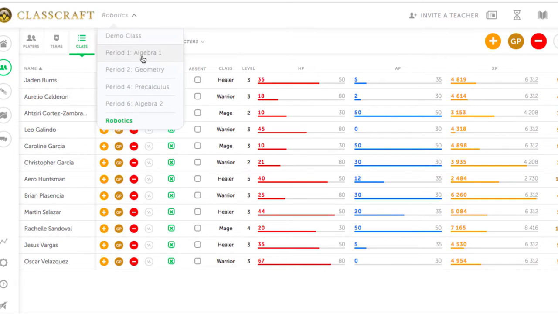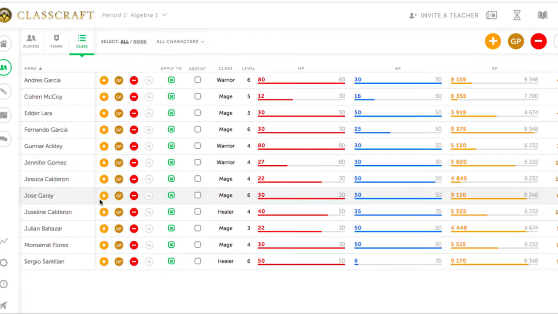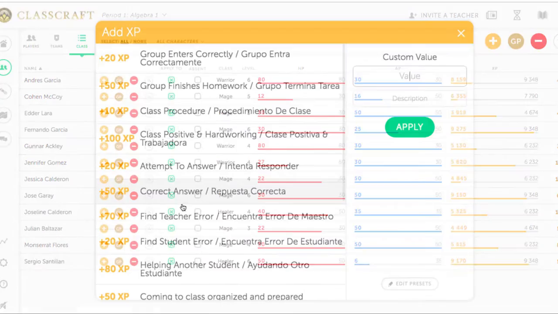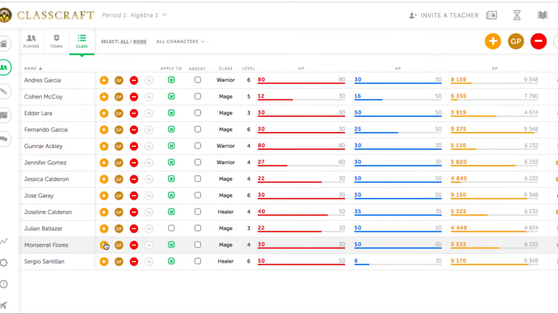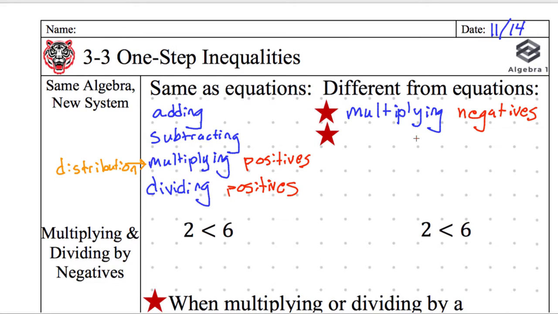Let me come back over here and give Monse your XP. Let's come back to Algebra 1. Monse, 50 XP. Oh, I'll just give you the free 20 XP because I don't know what I'm doing. There we go. And someone else. What is our other new thing? Quiet raised hand. Andres, go for it. Dividing negatives? There it is, dividing negatives.